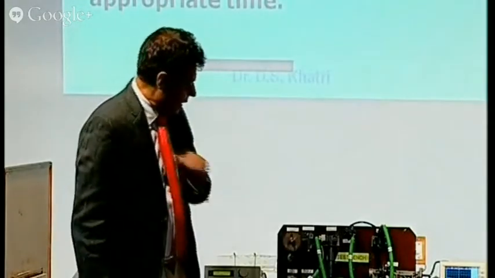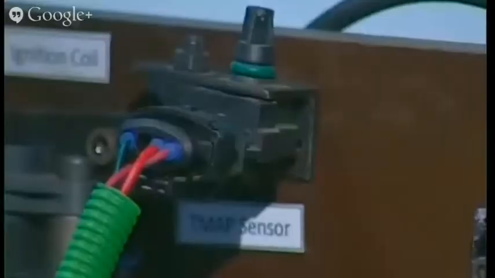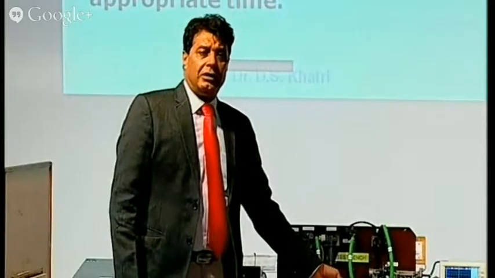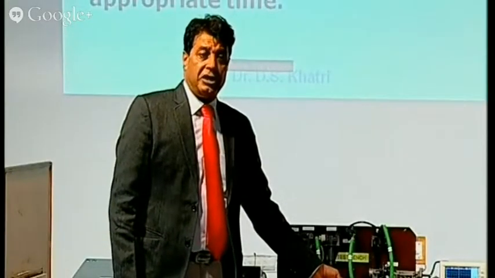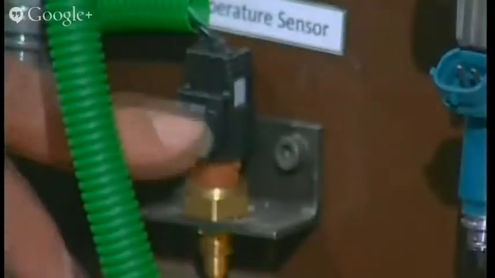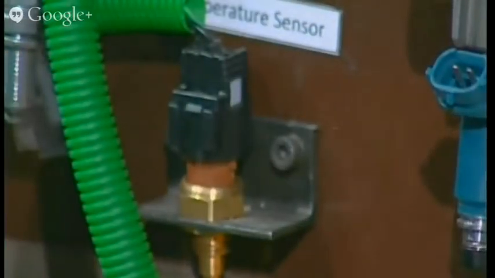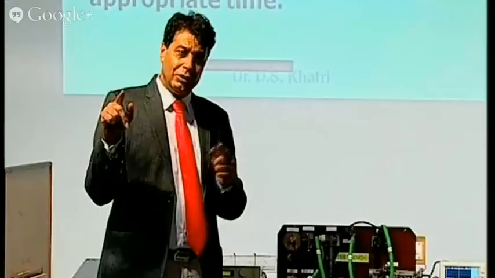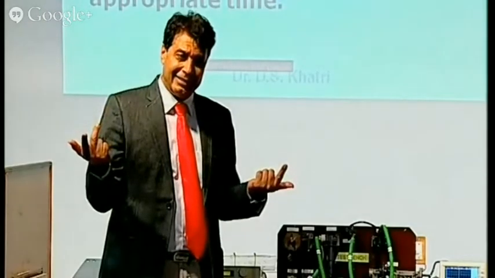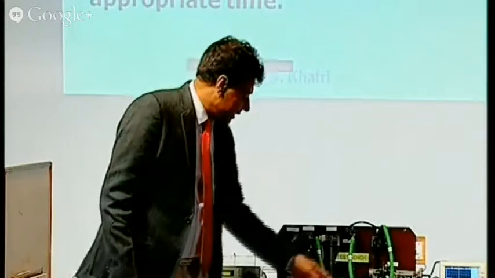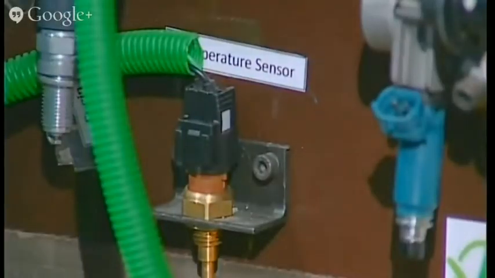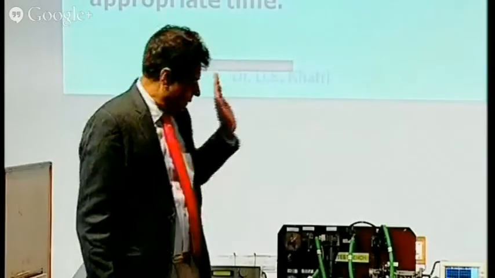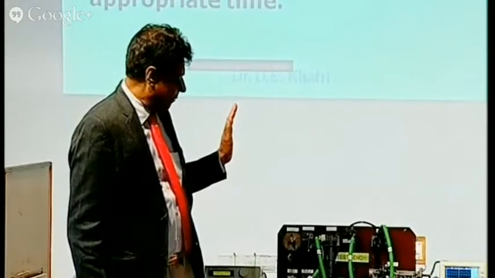Now come to the next. Here we have discussed the engine coolant temperature sensor, ECT. The behavior of this sensor is temperature versus resistance and voltage. Again this signal will go to the ECU and the ECU will process accordingly.